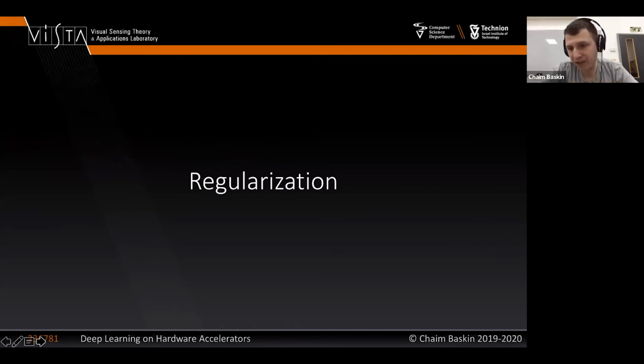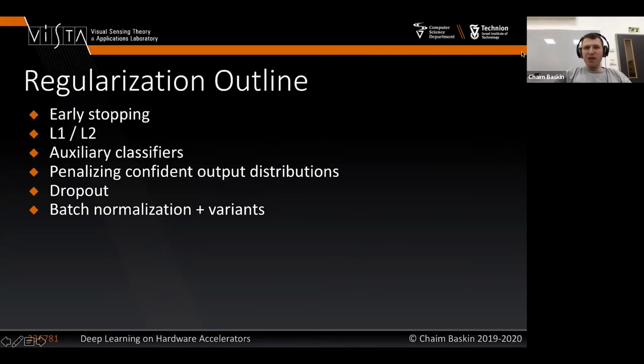Guys, we finished our first session about optimization methods. Now we will talk about regularization in neural networks. Please ask questions with regard to optimization if you have any. Okay, so which regularization methods do we have? We will talk about early stopping, L1 and L2 regularization, and auxiliary classifiers a little bit. We'll talk about dropout, the most common batch normalization, and the different variants of batch normalization that we have.